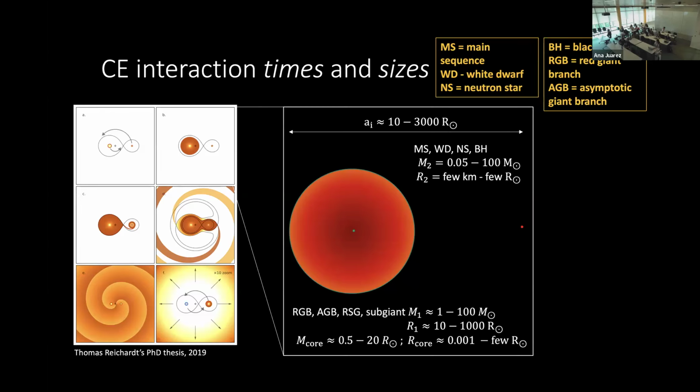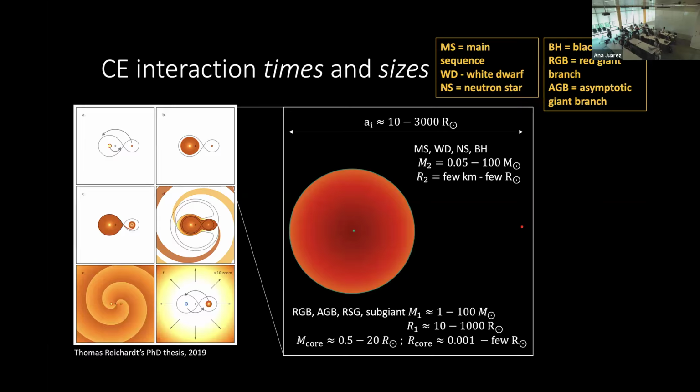and you get an in-spiral of the companion in the envelope of the primary, usually that way, or the two envelopes merge. You end up with a compact binary that either manages to eject the envelope and resist, so you have your compact binary coming out of it, or you have a full merger inside the common envelope, and then you have one star.